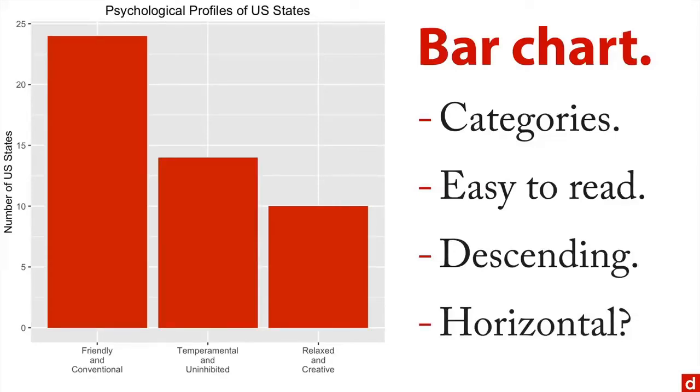This is about psychological profiles of the United States. This is real data, and we have the most states in the friendly and conventional, a smaller number in temperamental and uninhibited, and the least common of the United States is relaxed and creative.